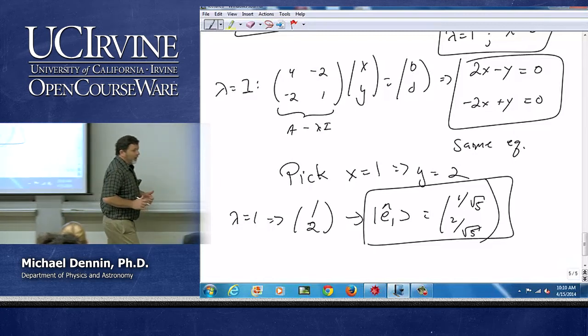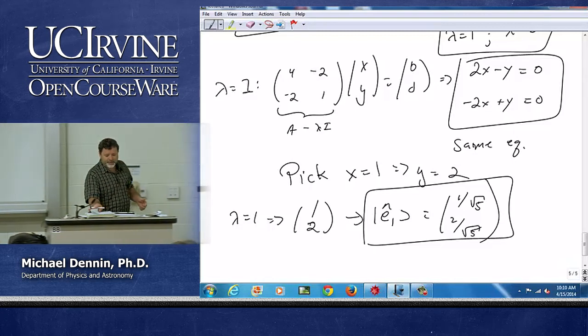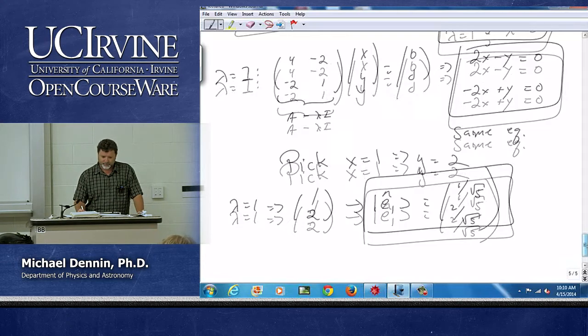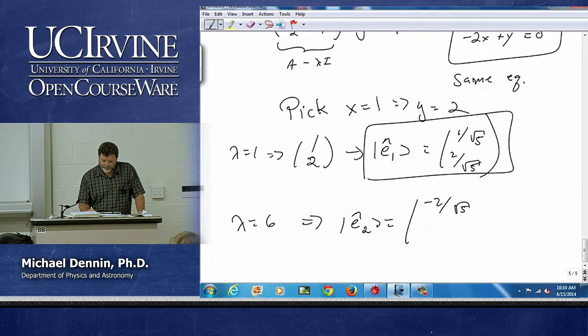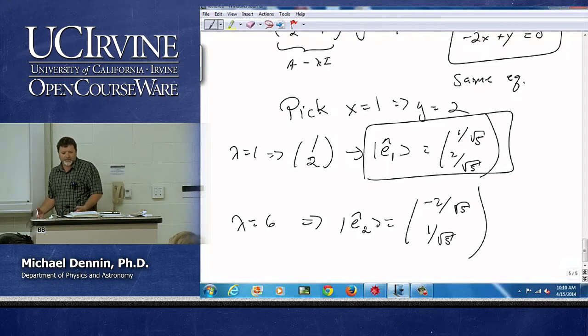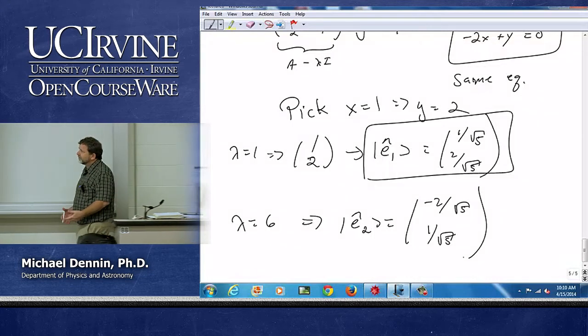For the lambda equals 6 case, I'm just going to give you the answer. The second eigenvector turns out to be minus 2 over root 5, 1 over root 5. In this case, the eigenvectors happen to be orthogonal.